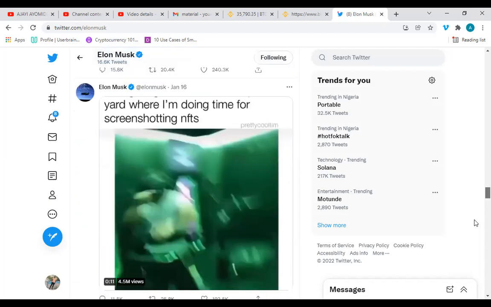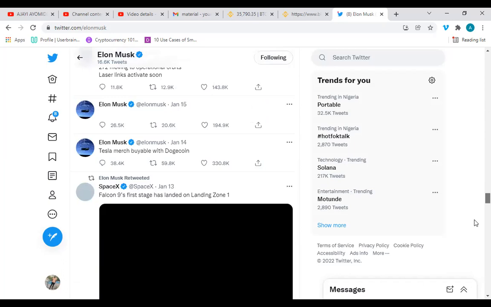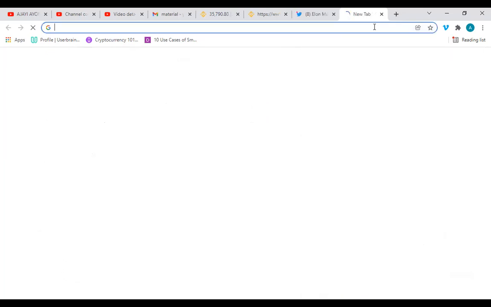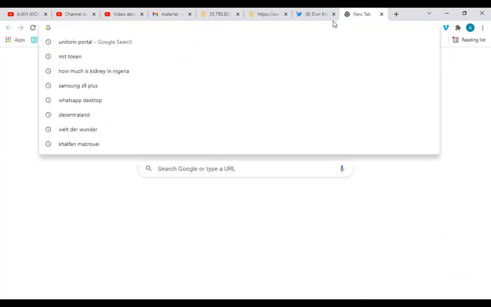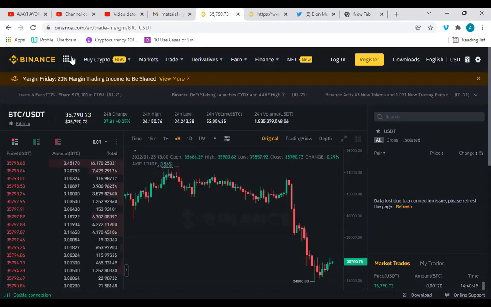You get to follow them. You can see Tesla merged with Bitcoin and Dogecoin. Let's check Dogecoin.